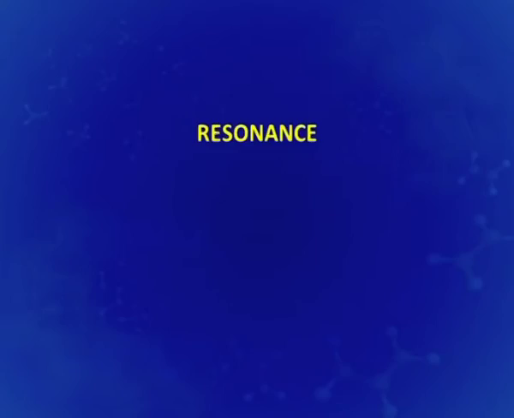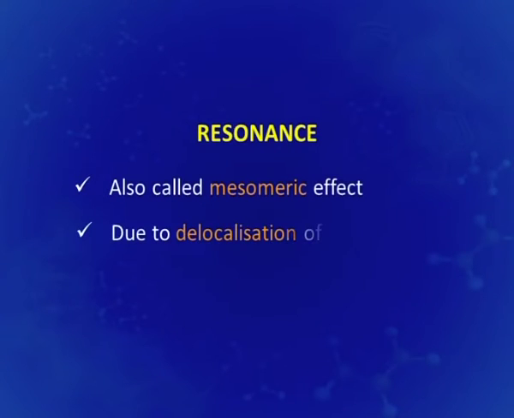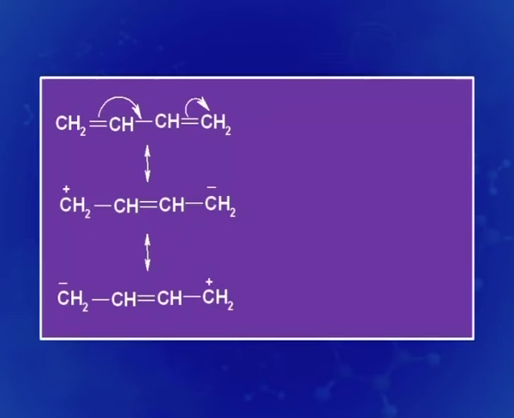The third effect which affects the nucleophilicity of nucleophiles is called resonance. Resonance is also called the mesomeric effect, and this, in contrast to the inductive effect, is due to delocalization of pi electrons. As we shall see in this example, we have a butadiene molecule. Here this double bond moves towards the single bond, and in turn, to stabilize the bonds, the double bond next to this single bond moves to the CH2 atom at the end.